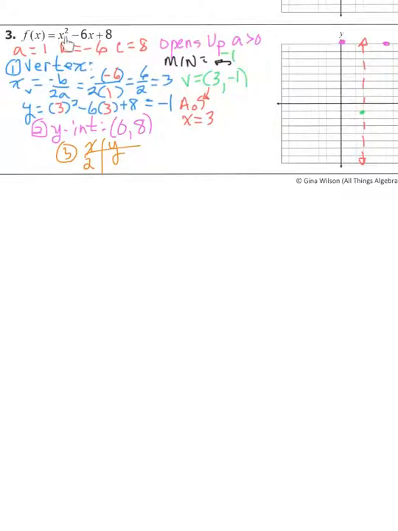If I plug in 2, 2 squared is 4. Negative 6 times 2 is negative 12. 4 and negative 12 is negative 8. Negative 8 plus 8 is 0. So I did indeed find one of my zeros. So 2, 0 is one of my zeros.